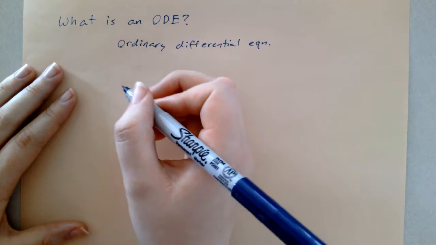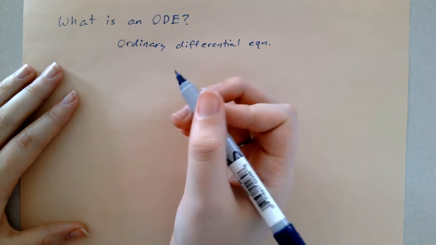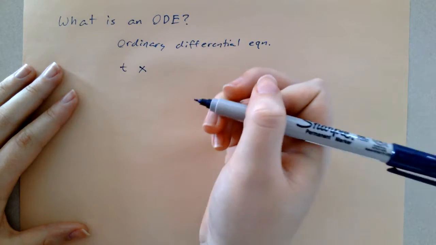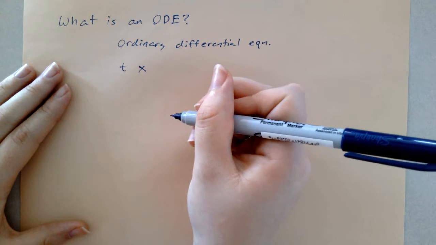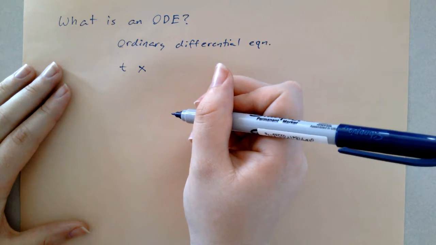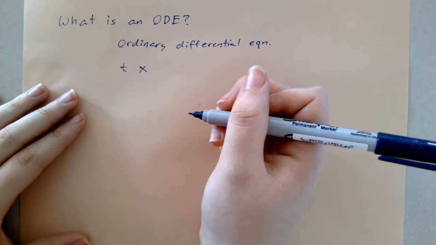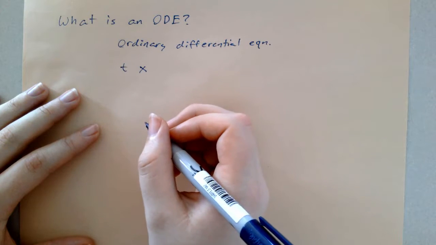Now, to make something an ordinary differential equation, there needs to be one independent variable like t or x, depending on how you're writing out your equation. The easiest way to identify an ordinary differential equation is to, of course, first make sure that there aren't any partial derivatives, and then also to make sure that you only have one independent variable.